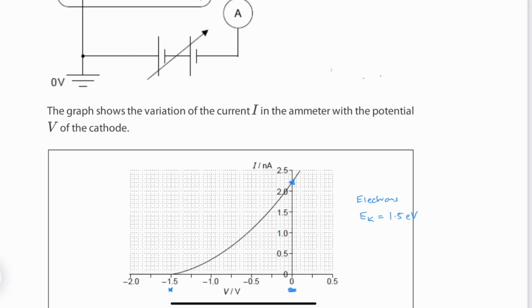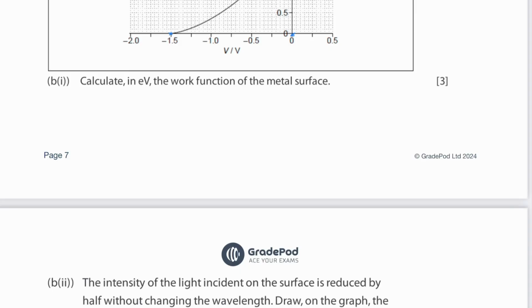How do we know that? Because it required us to do work on those electrons of eV, or QV, but then it's eV because it's electron volts, of 1.5 electron volts to counteract the kinetic energy that they had. Calculate in electron volts the work function of the metal surface.